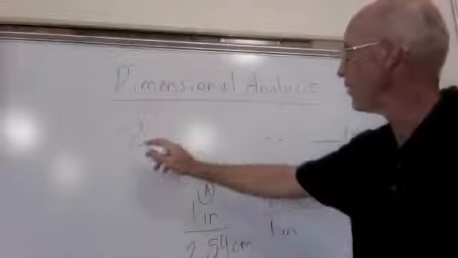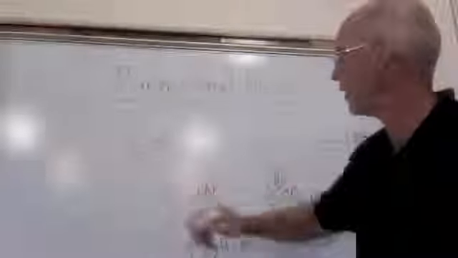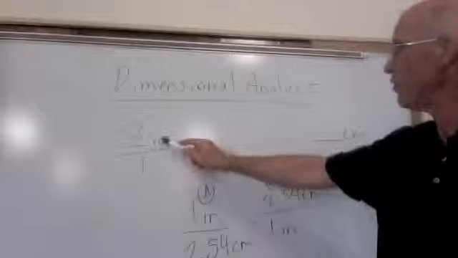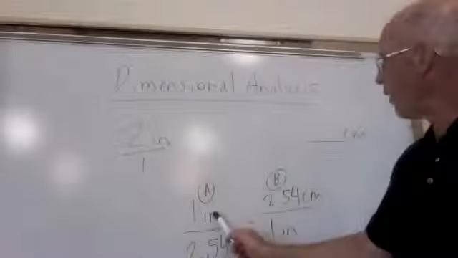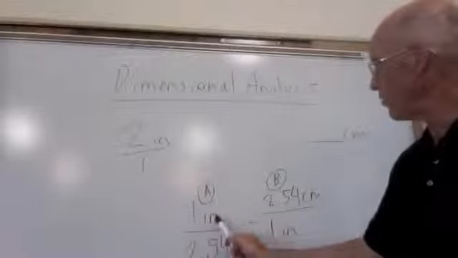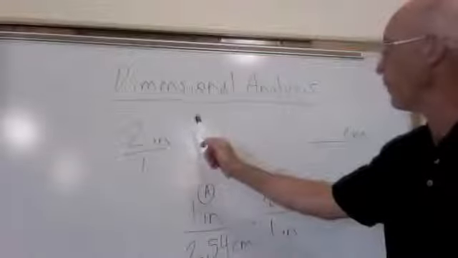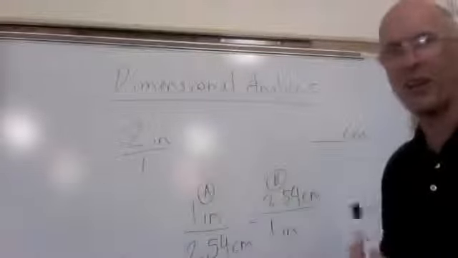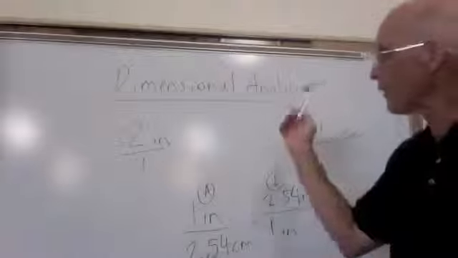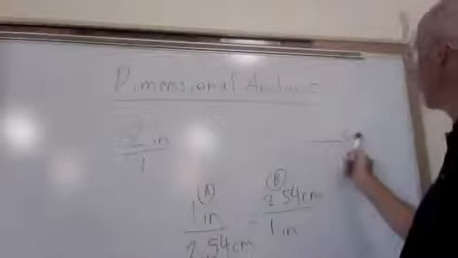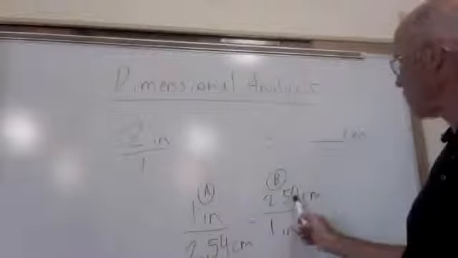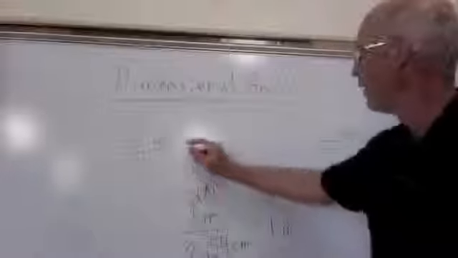Inches here is on top. If I made this a fraction, it'd be like that, right? So inches is on top. I don't want to multiply it by the one where inches is on top, because then inches will be multiplied times inches and I get square inches. I don't want that. I want to cancel away the inches and get something closer to centimeters. So case B is going to help us do that.